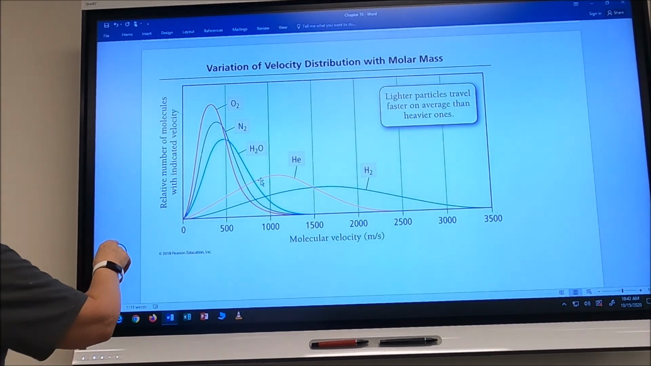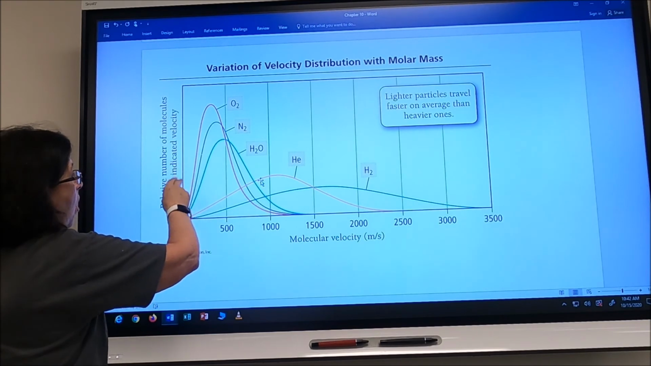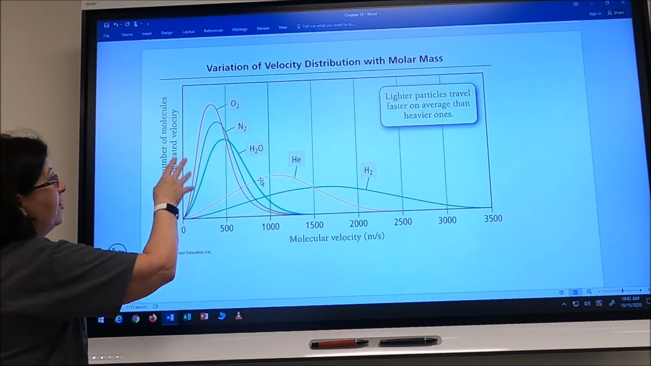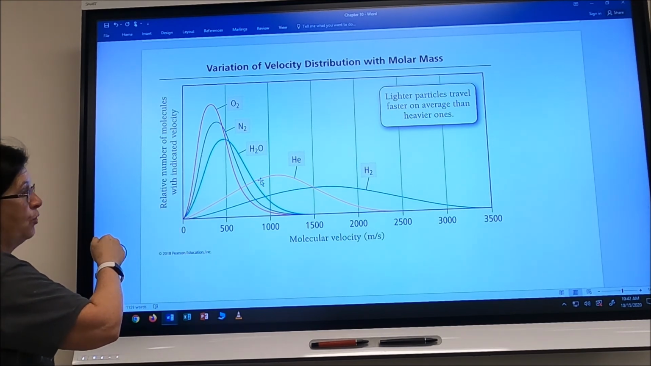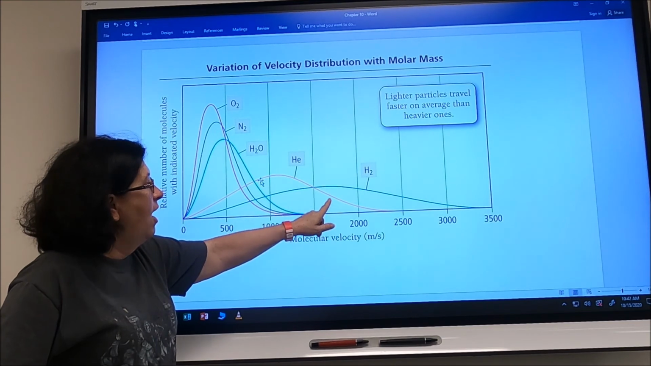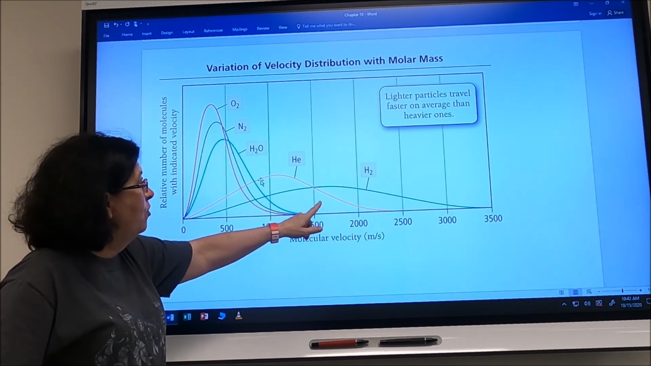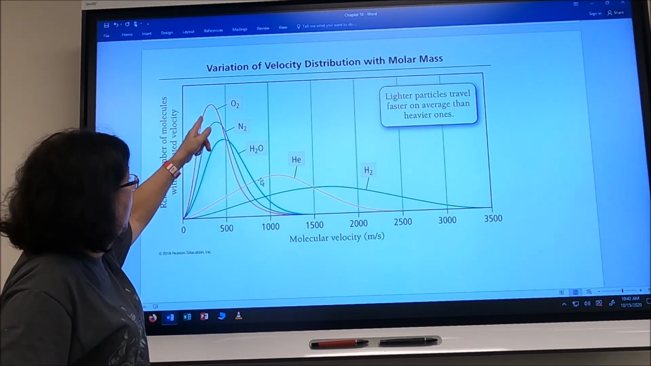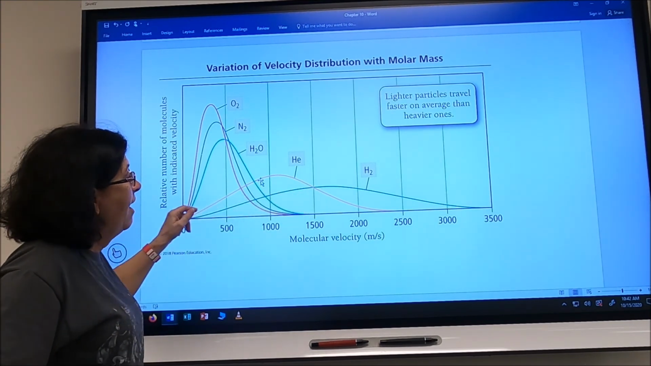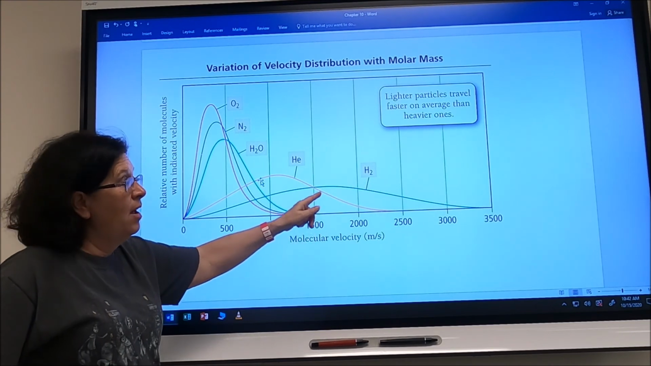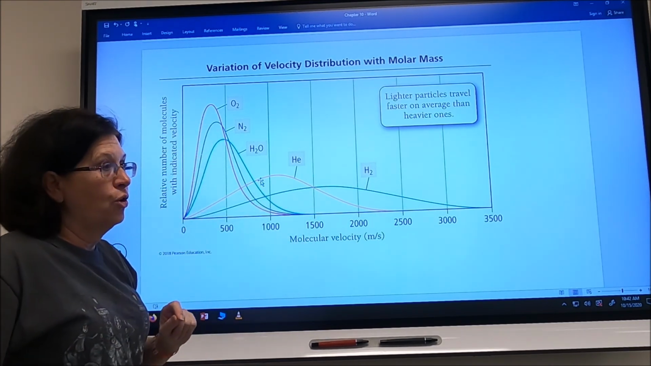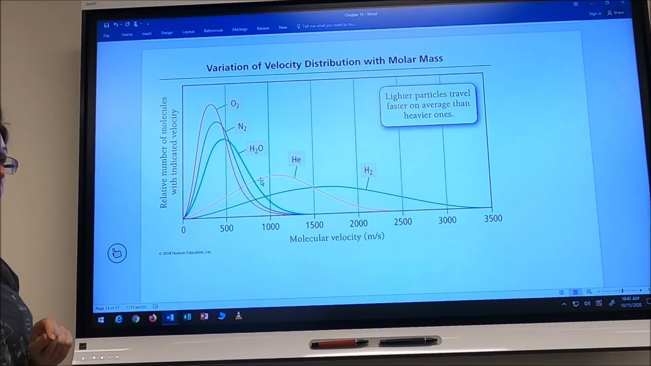Let's look at this graph. All of these are graphs of the distribution of velocities of particles all at the same temperature. Okay? I want you to notice that the average velocity of a hydrogen is much higher than the average velocity of an oxygen molecule. And that's because to have the same kinetic energy, because hydrogen weighs a lot less, it has to be moving faster than the oxygen molecules.